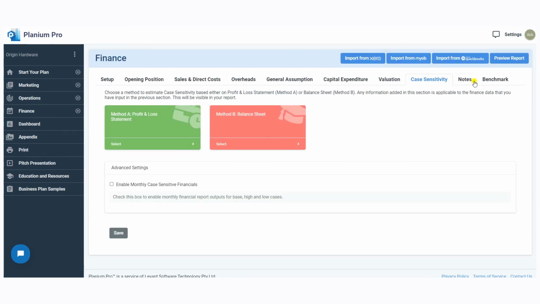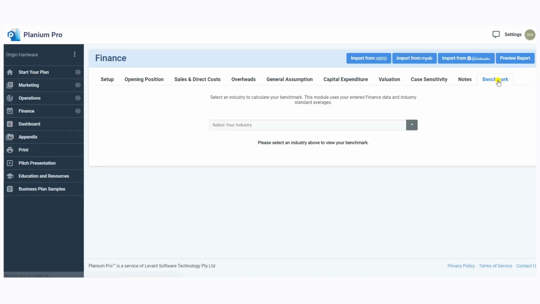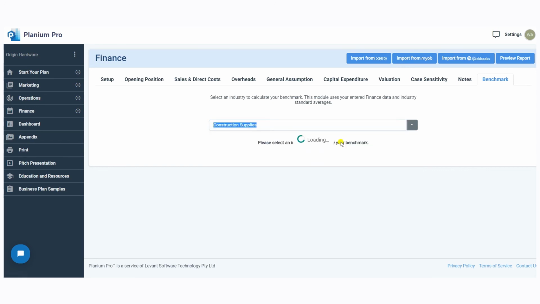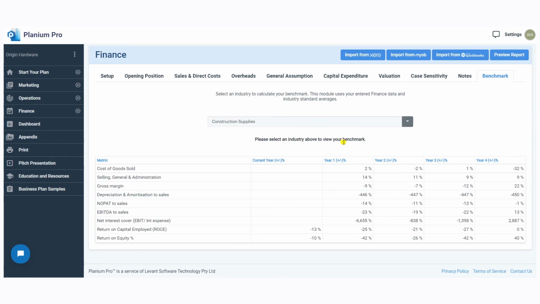The last but not the least is the benchmark, which represents the process of comparing your business metrics and the performance standards of your company to that of other firms within the same industry. Click Select Your Industry to choose the industry.